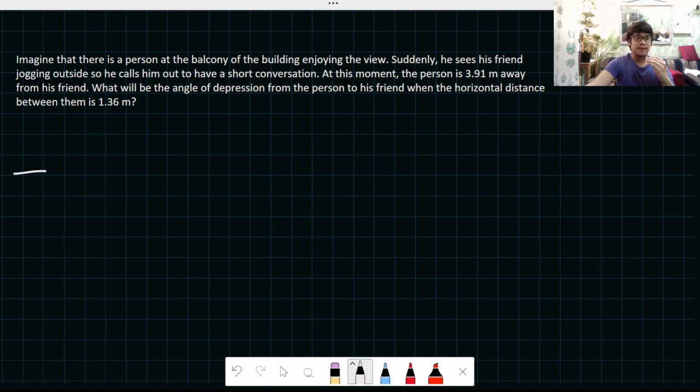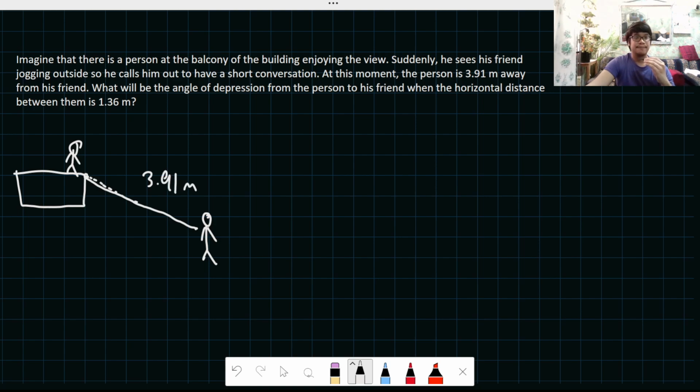Okay, so the person is at the balcony. So assume that we have a balcony here, right? Just imagine it. This is the person, and then he sees a friend. So at this moment, let's just say that our friend is here. The distance between them is 3.91 meters away from his friend. So from him going to him, this is 3.91 meters.